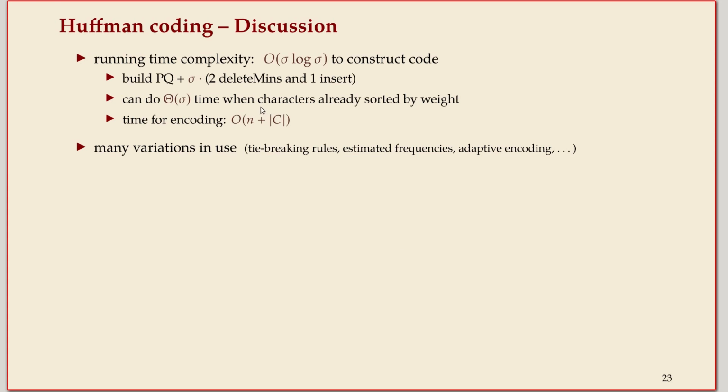If the characters happen to be sorted by weight, there's actually a nice trick that you can speed this up to a linear algorithm using 2 queues, but we won't cover the details here. And then the time for the encoding, for the actual coding of the source text, once you've constructed the Huffman code, is linear in the size of the text and the size of the code, because you have to write that down too.